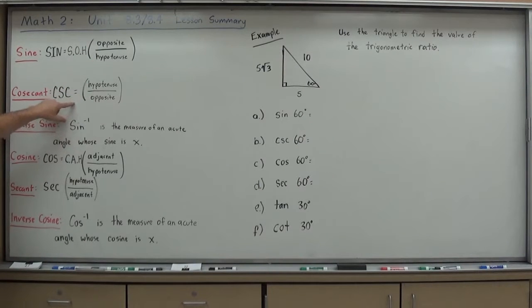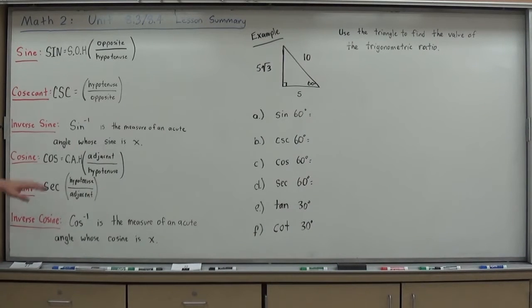Cosecant will be the inverse of that, it'll be that flipped. So the cosecant is basically the opposite of sine. We'll flip that and go hypotenuse over opposite. Just like we had inverse tangent, we also have inverse sine. Sine to the -1 power, or the sine inverse, is the measure of an acute angle whose sine is x. We use that in reverse to find angle measures.